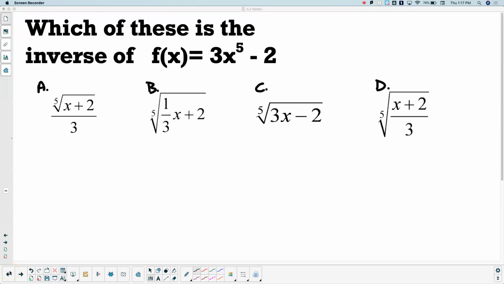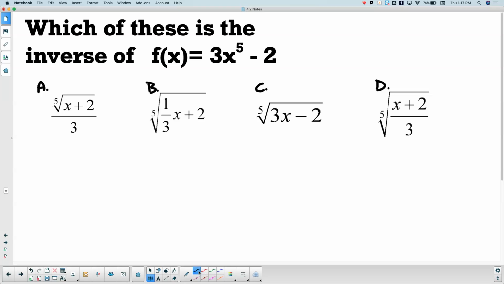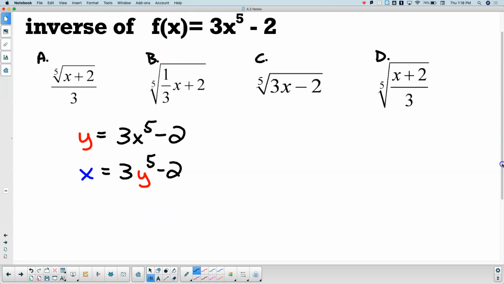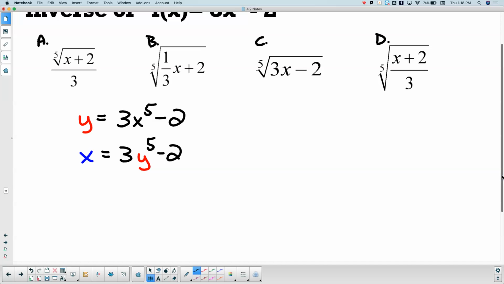Exactly. All right, so first off, we're going to change f of x to y, right? Then I'm going to flippity-floppity those two. So x goes there. Y goes there. With me so far? Yeah. Add 2.